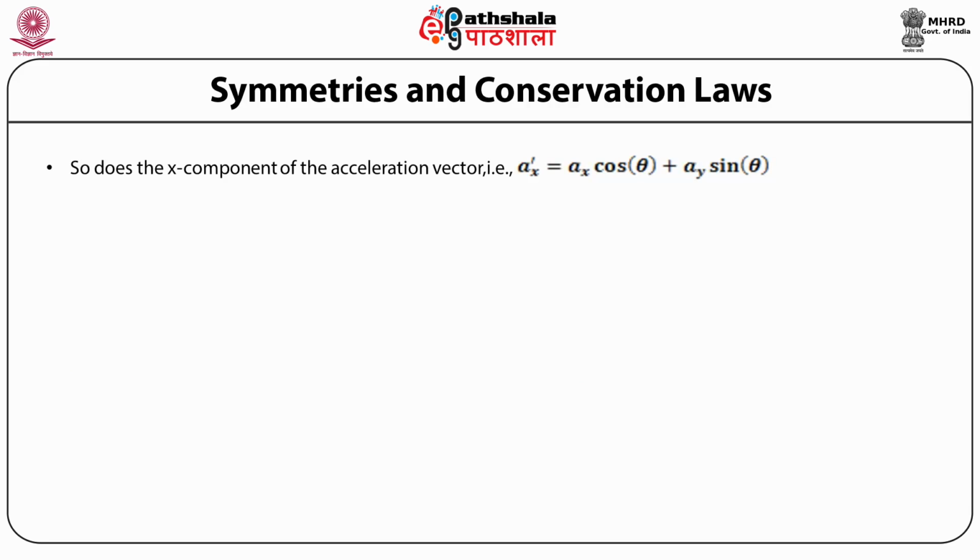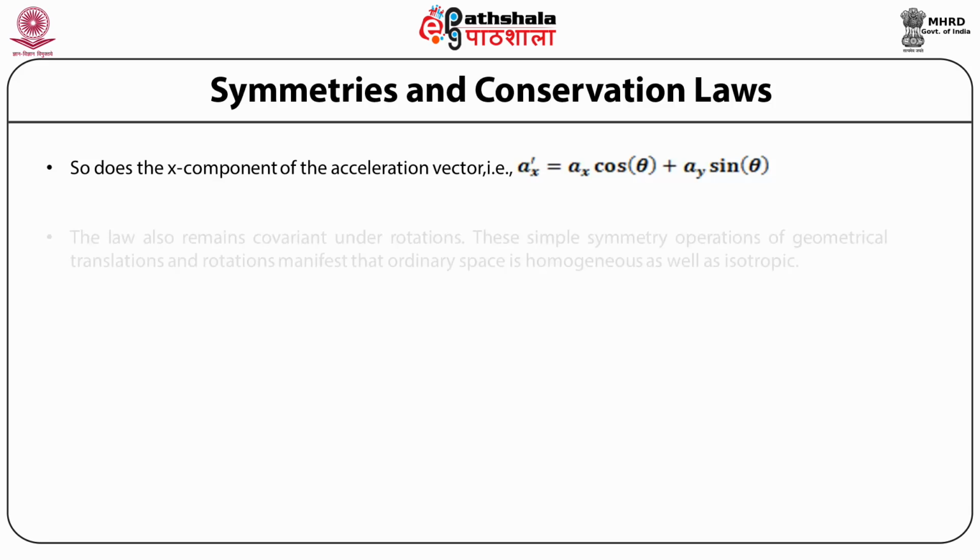So, when the force undergoes this kind of a transformation because of rotation about the z-axis through an angle theta, we also see that correspondingly the acceleration vector also goes through a similar transformation, and we can see that for the x component of the acceleration vector we can write a similar equation as we have written for the force vector, that is a prime x is equal to ax cos theta plus ay times sin theta, where ax is the x component of the acceleration prior to the rotation and ay is the y component of the acceleration prior to the rotation.